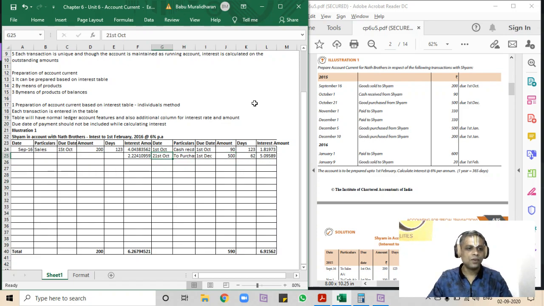Now, what is the next transaction? Paid to Shyam. You can see here, 1st November. It is due only on 1st December. Students, you have to follow this now. It is due only on 1st December, whereas on 1st November there's a payment paid to Shyam. The amount paid from 1st November is 330 rupees.